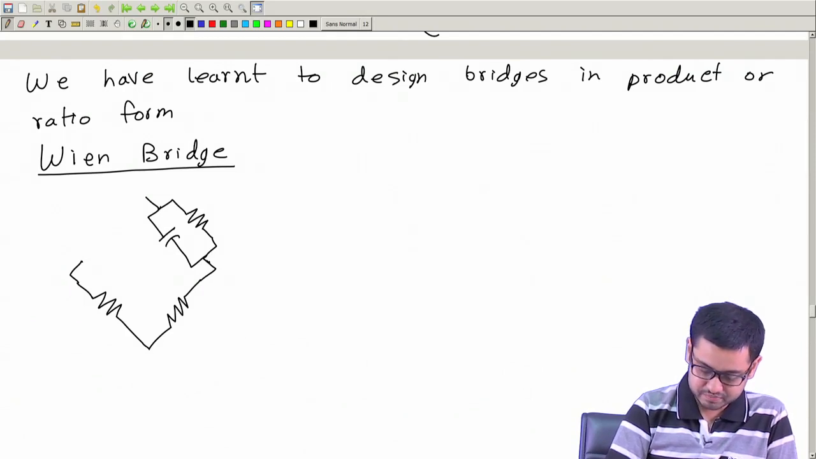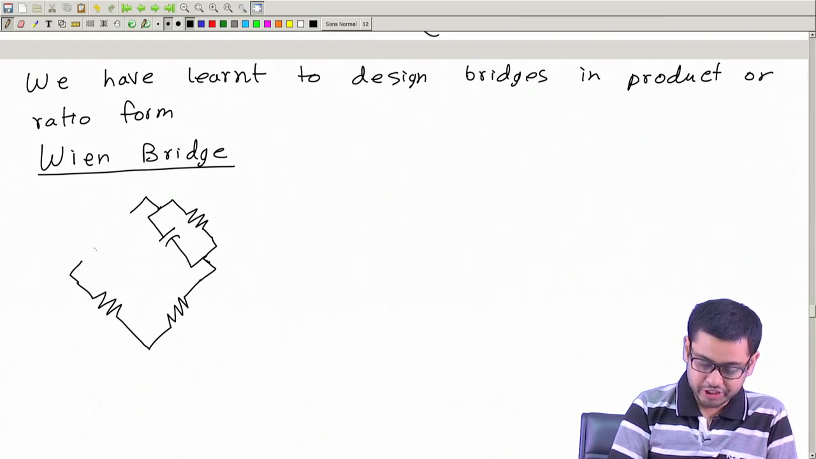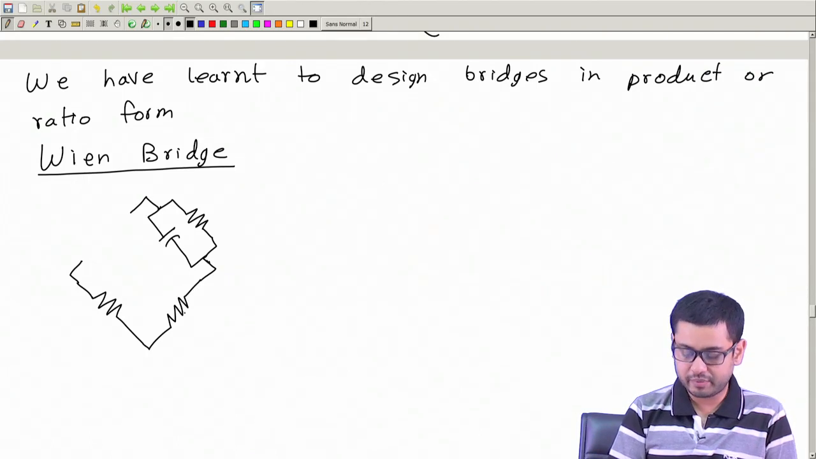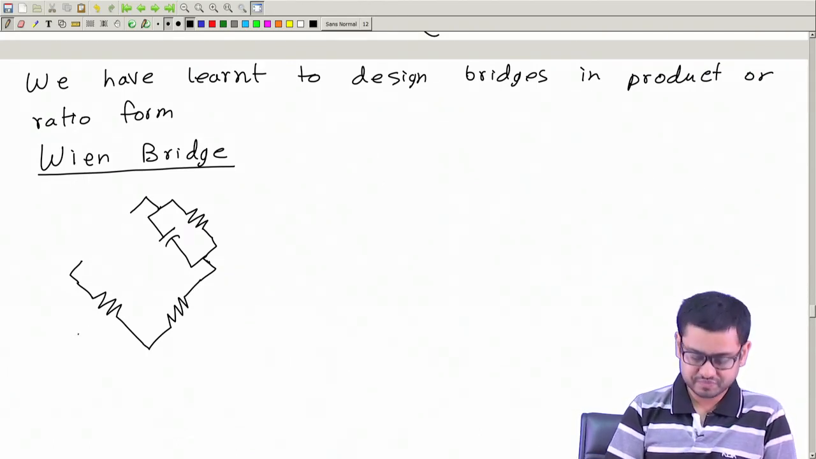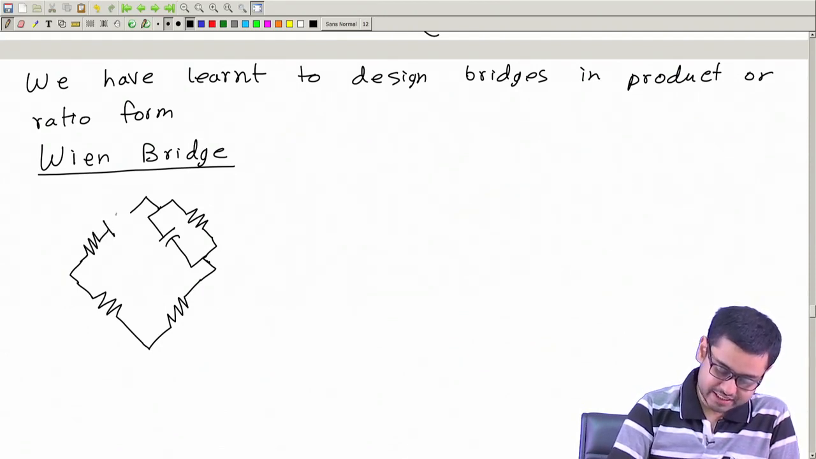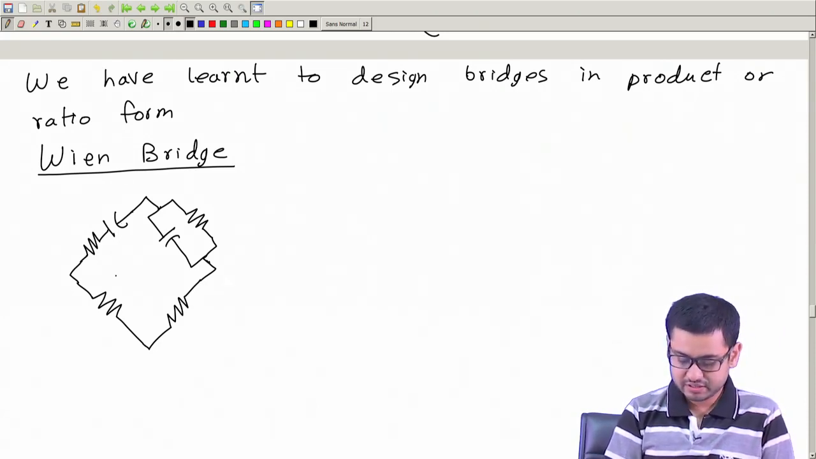Okay. And had it been a nice ratio bridge, we should have this element, this branch, as a parallel combination of capacitor and resistor. Okay. Then the balance equation becomes easy. But we will have the R and C in series. This is a peculiar bridge. This is not a nice ratio bridge.